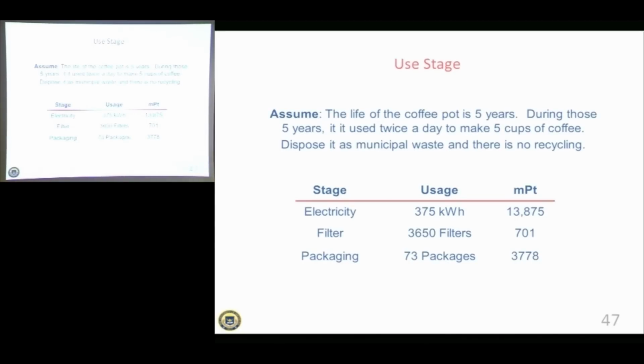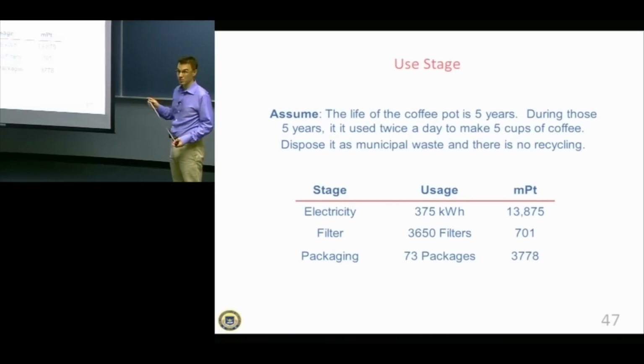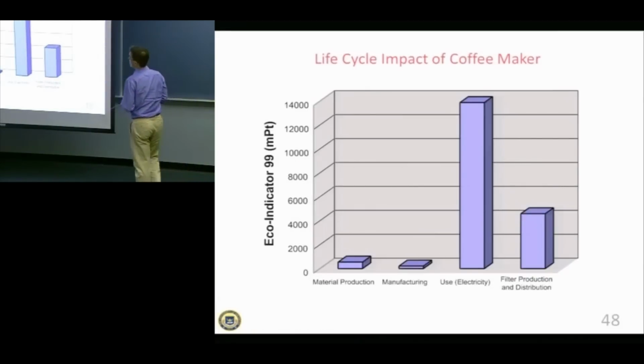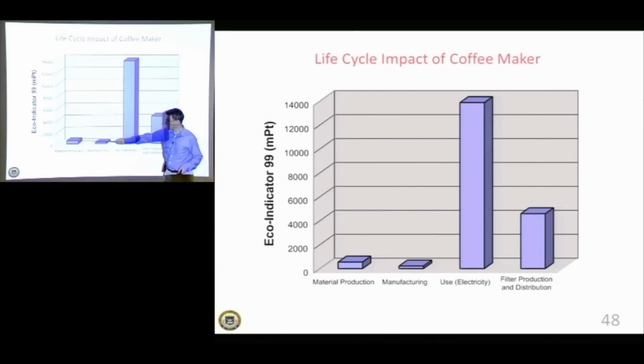Okay, we could add up the points associated with those, and where are the impacts? Who was paying attention? What are the biggest numbers? Use phase. So if you add up the materials, the manufacturing, the use, and then the filter production, which is part of use. Chelsea?